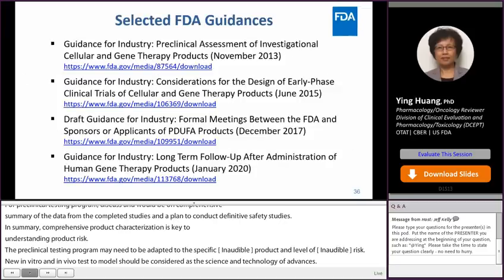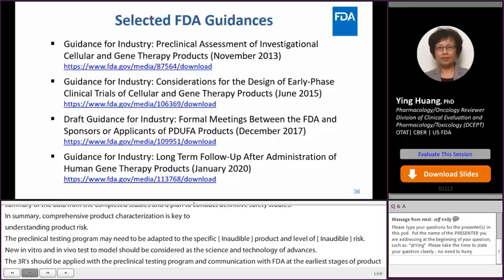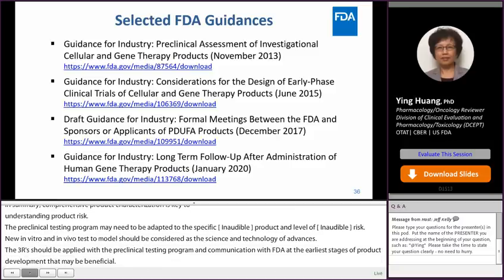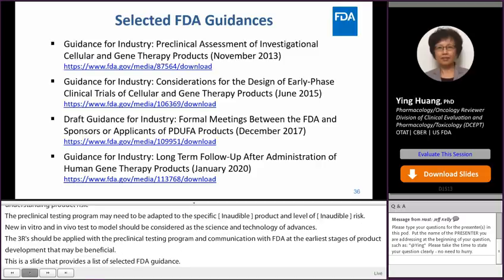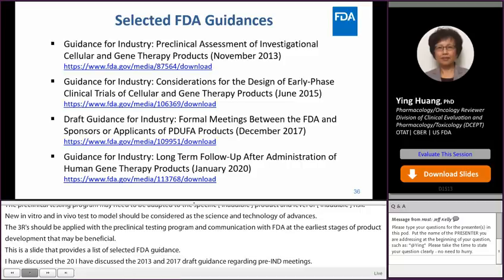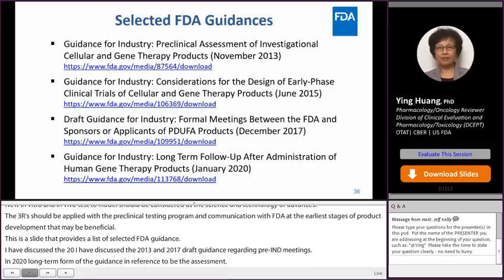This slide provides a list of selected FDA guidance. I have discussed the 2013 clinical guidance and the 2017 draft guidance regarding pre-IND meetings and the 2020 long-term follow-up guidance in reference to BD assessment. The 2015 clinical guidance describes the approaches to preclinical information for the clinical study design and should help guide the translation from preclinical to clinical studies.